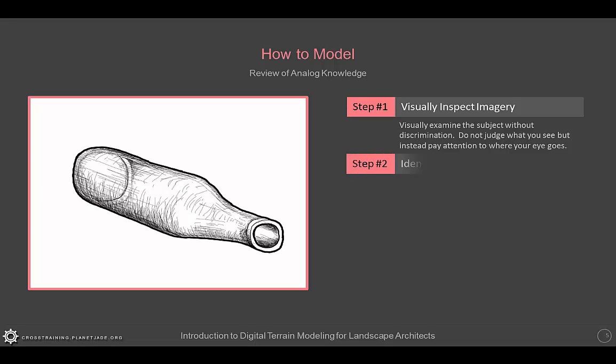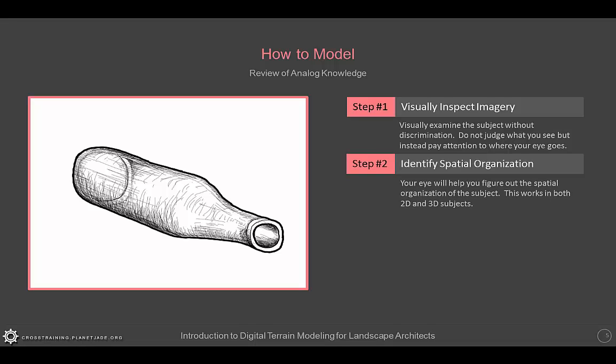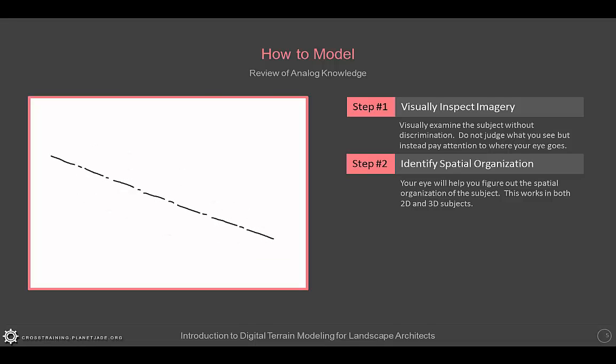And then the second step involves identifying the spatial organization. So simply by paying attention to where our eye moves across the object, we can identify the spatial organization. This works, of course, both in 2D and with 3D subjects. So in this case, we know that it's a linear type object.